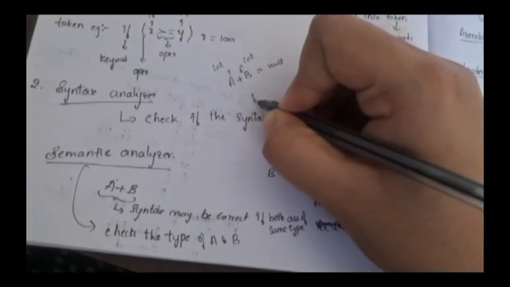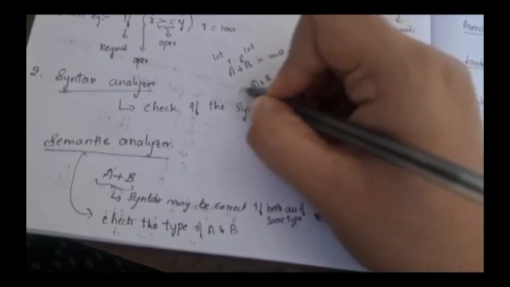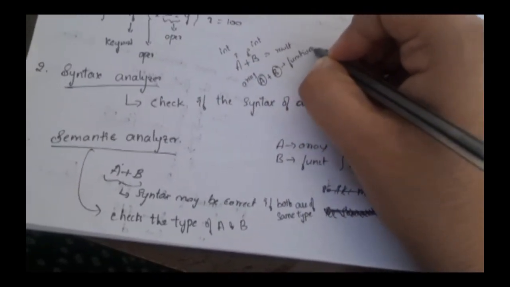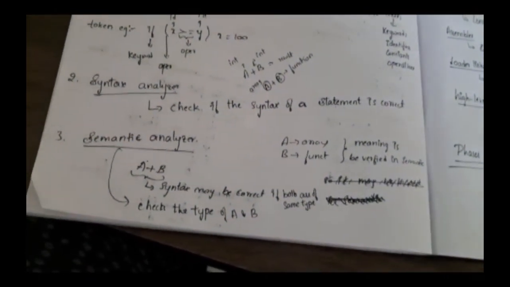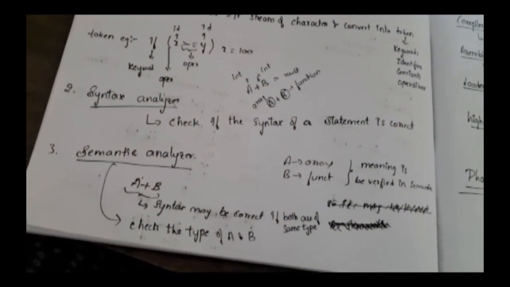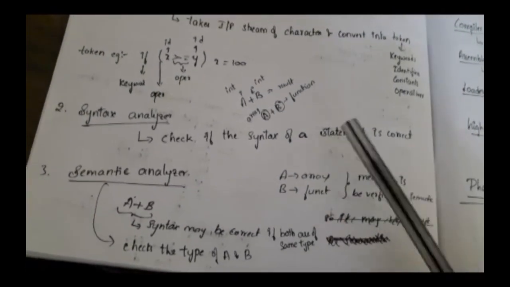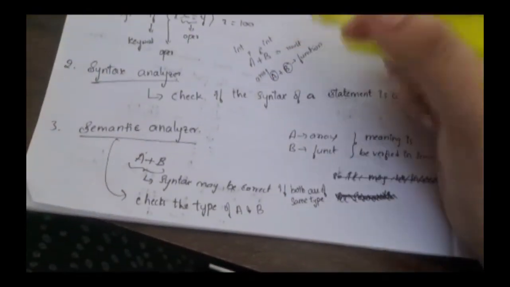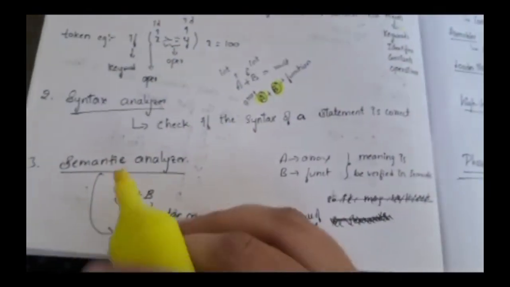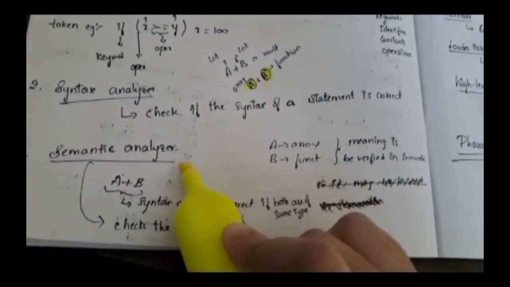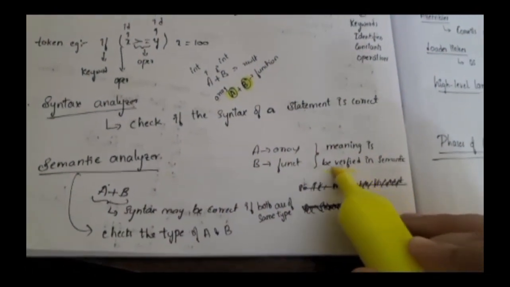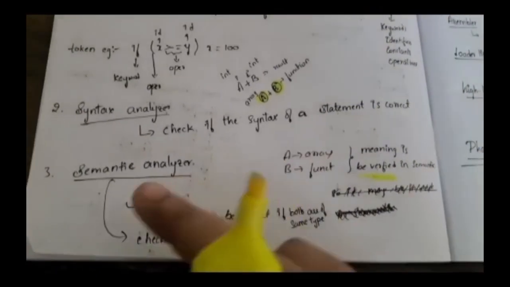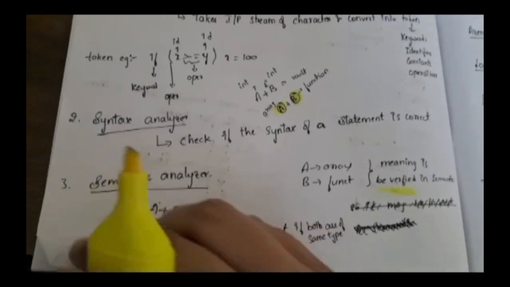Now imagine if you have A plus B in which A is an array and B is some function. Then how does this operation take place? To verify the type of variable you are using, we use the semantic analyzer. So it verifies the type, which type of variable you are using. That is basically verified by the semantic analyzer.